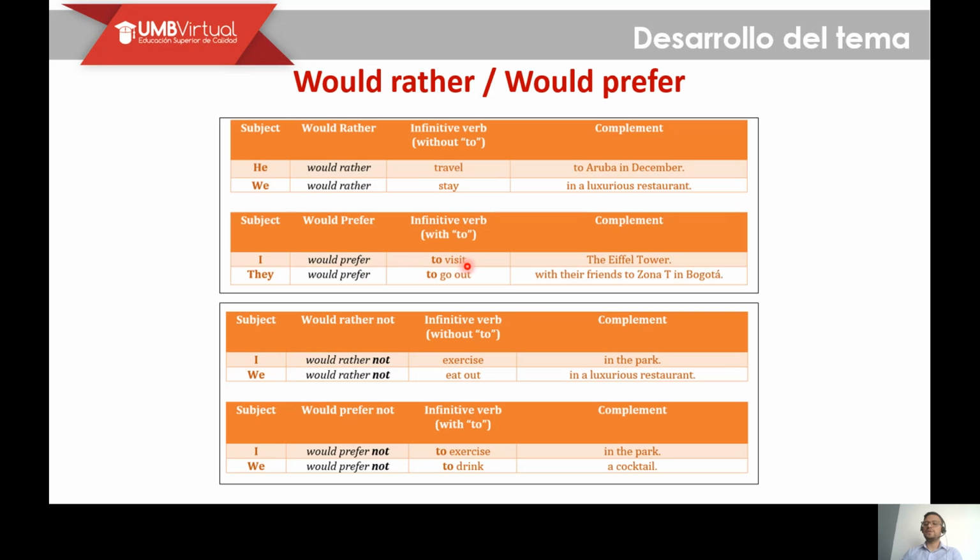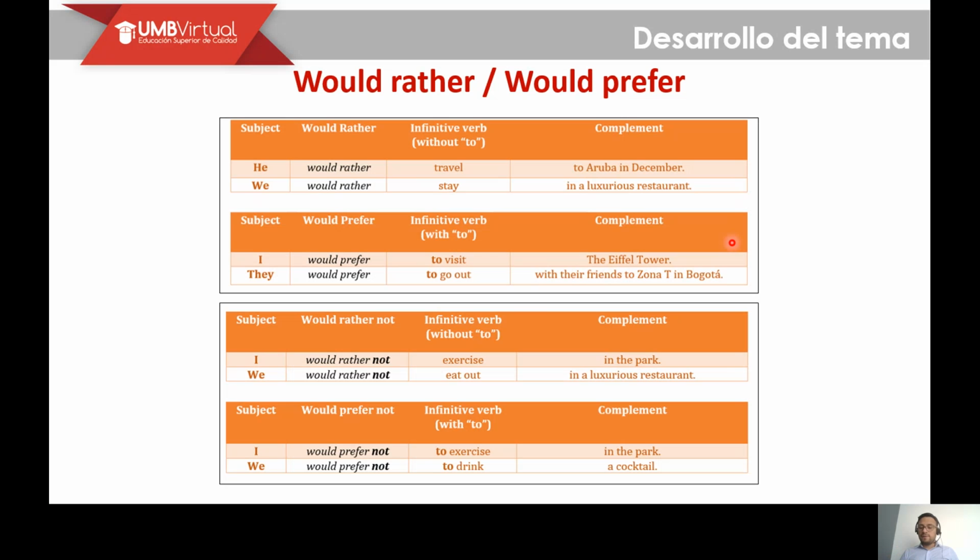I would prefer to visit the Eiffel Tower. I would prefer to go out with their friends in Sonata in Bogota. If we use these structures, we are marking a difference because we are having way more vocabulary and more development of our language. Mostramos más caché. ¿Listo? Con I would prefer, I would rather.